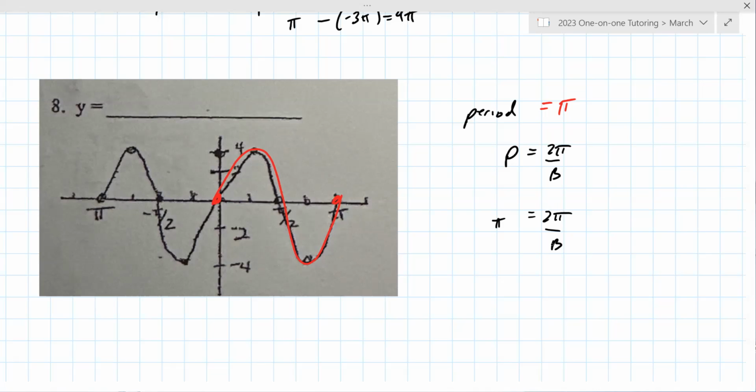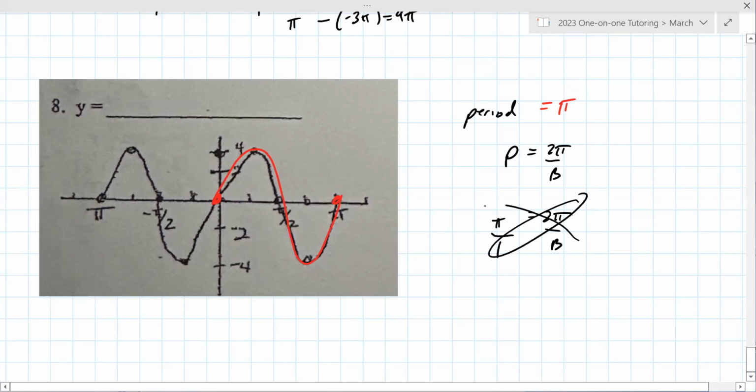Any questions on that? So then B would be just pi. Yeah, so B, you can cross multiply here. You can remember that B is really 2 pi over P, it switches positions, but you have to cancel the pi's. You have to divide both sides by pi at some point. So B is actually 2.